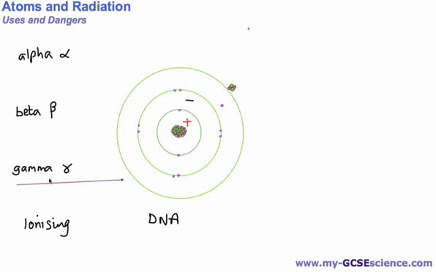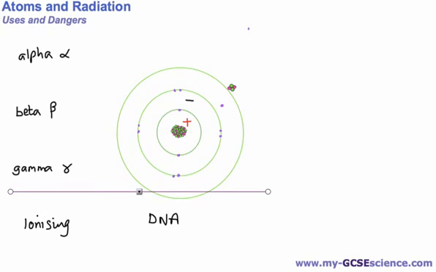In terms of gamma rays, these are the least ionizing of the three. That's simply because they are energy waves, and they are less likely to hit electrons with enough energy to knock them off their orbitals and therefore cause the atom to become an ion. So the key points here are that alpha radiation is the most ionizing, beta radiation is less ionizing, and gamma radiation is the least out of the three.